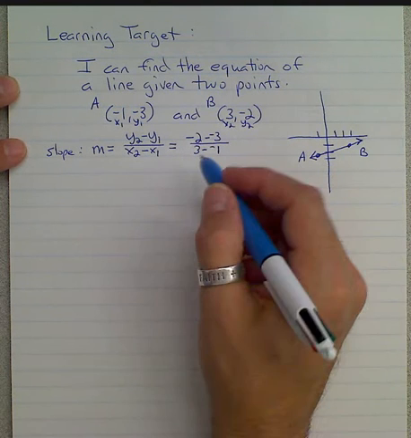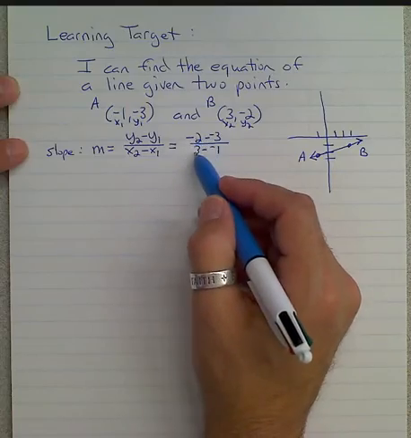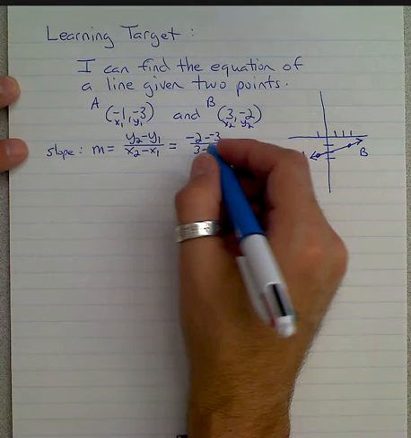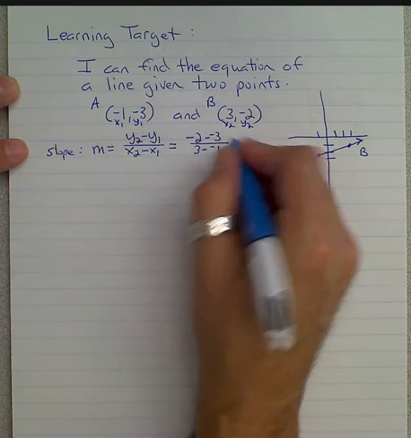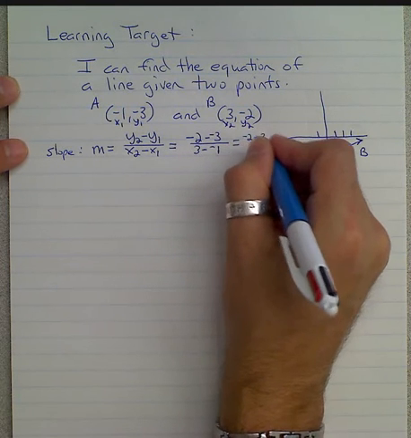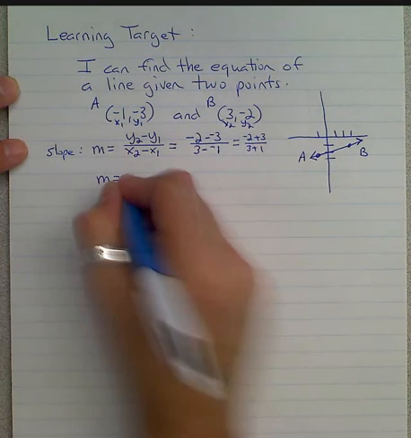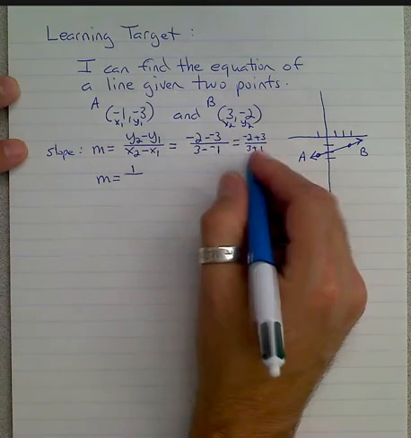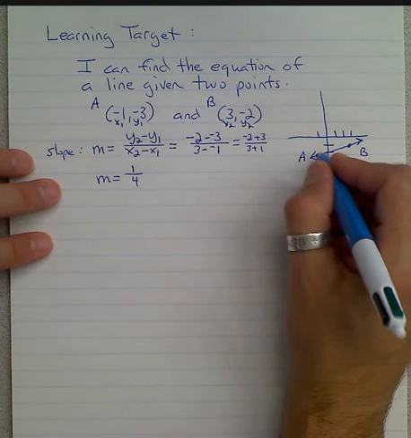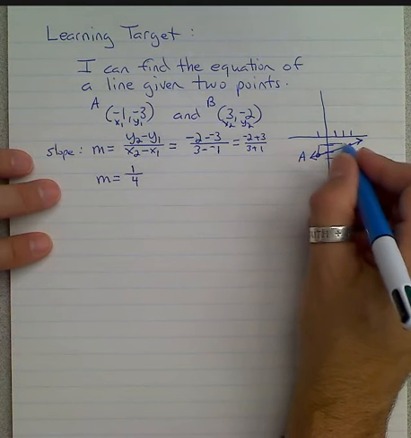If I check my work, I will notice y2 is over x2, y1 is over x1. Being very careful and using my rules of integers, this will become -2 plus 3, and this will become 3 plus 1. So the slope of my line will be +1 over 4. I can see this if I think about going up 1 and then 1, 2, 3, 4 places to the right.